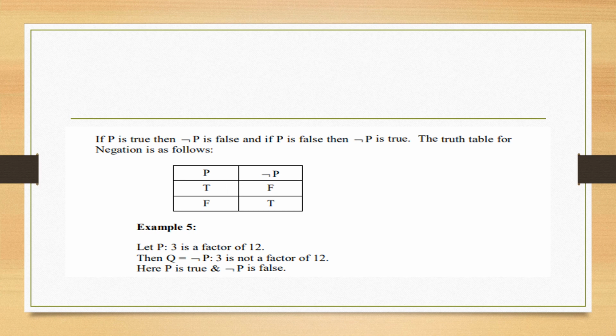While writing in statements, P we take as, 3 is a factor of 12. Q we take as negation P, that is, 3 is not a factor of 12. So here P is true but not P is false.